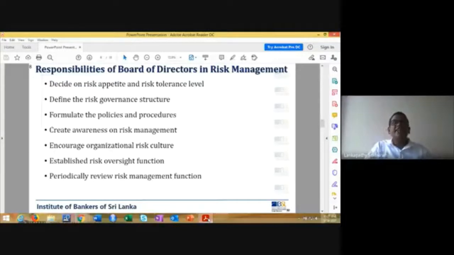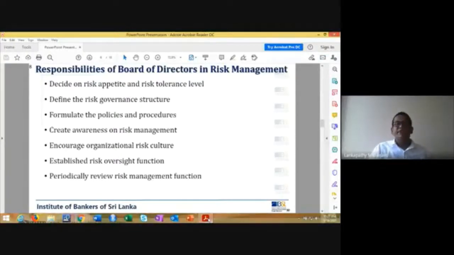Then the second one is define the risk governance structure. This is also another responsibility of the board of directors. What does it mean? I have explained that there is a risk governance framework, and based on it we can say there is a silo based risk governance framework or an integrated risk governance framework. The bank has to decide which risk governance framework they are going to implement in the bank or financial institution, silo based or integrated based.